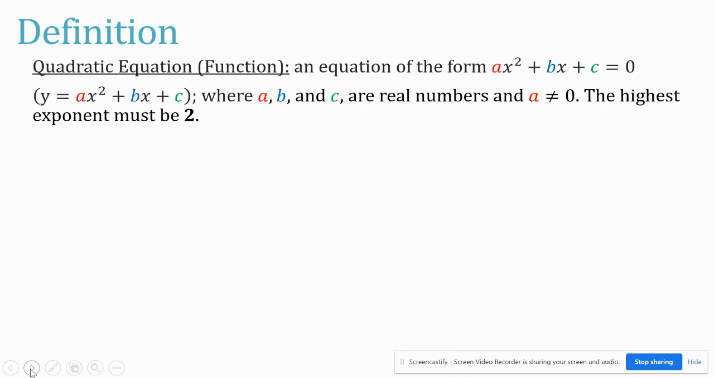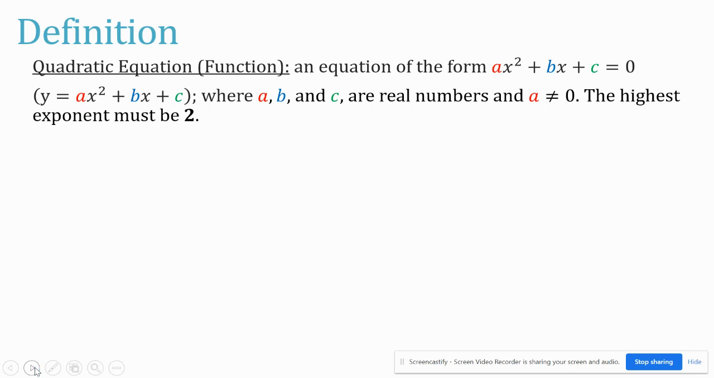The first one being a quadratic equation and function. This is very similar to the definition that we had with a quadratic expression, except this is an equation in the form of ax squared plus bx plus c equals 0. It can also be in the form of y equals ax squared plus bx plus c, where a, b, and c are real numbers and a cannot equal 0. The highest exponent must be 2.